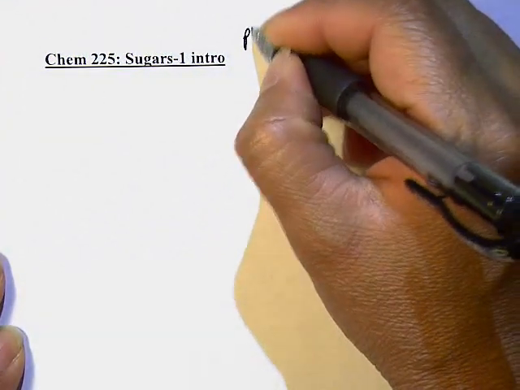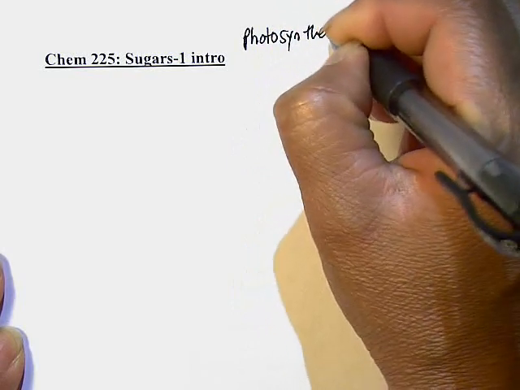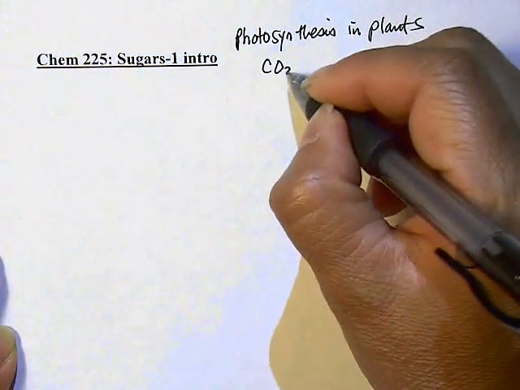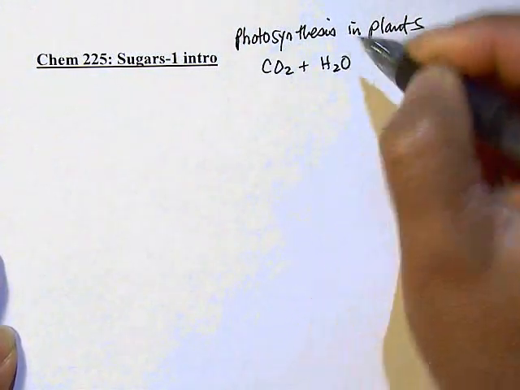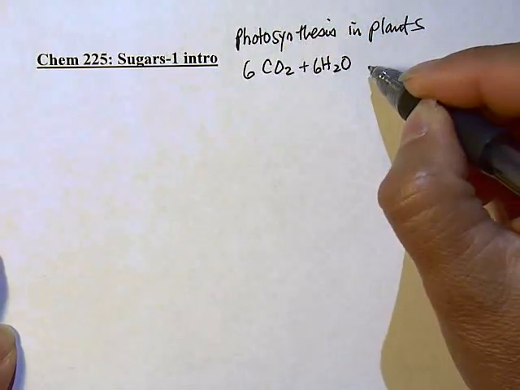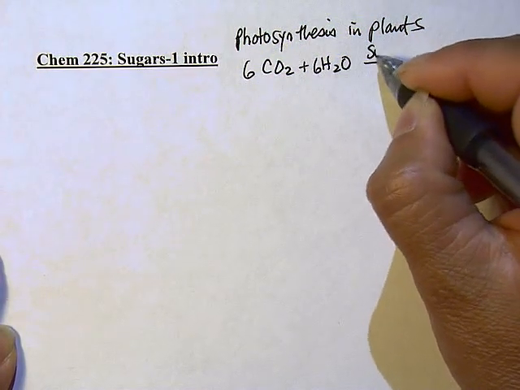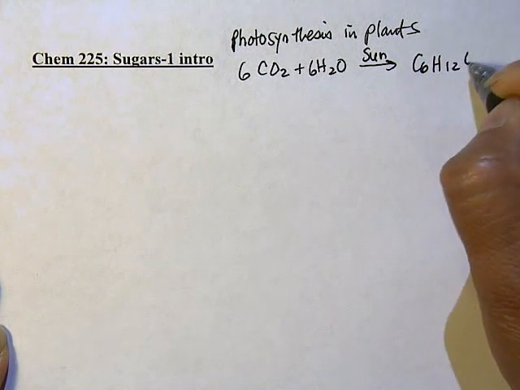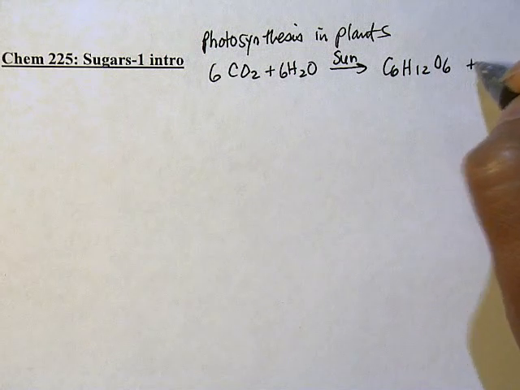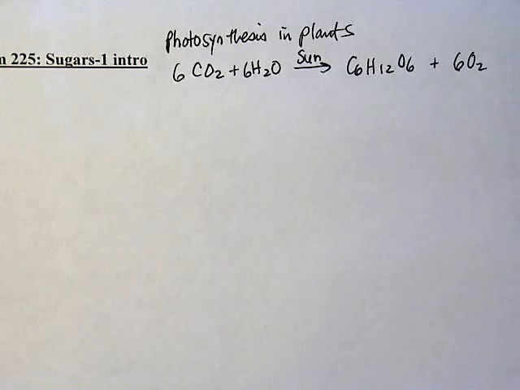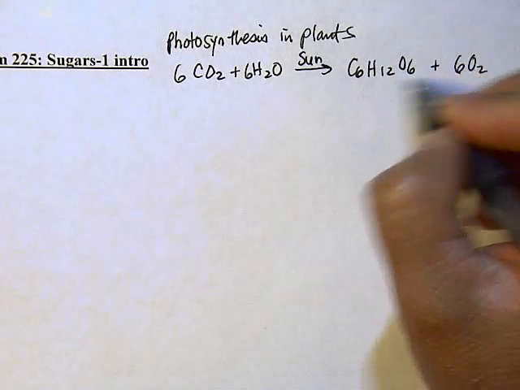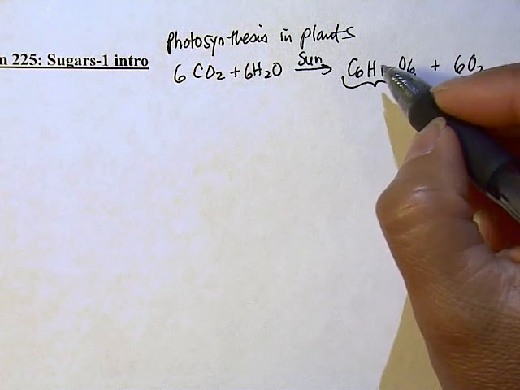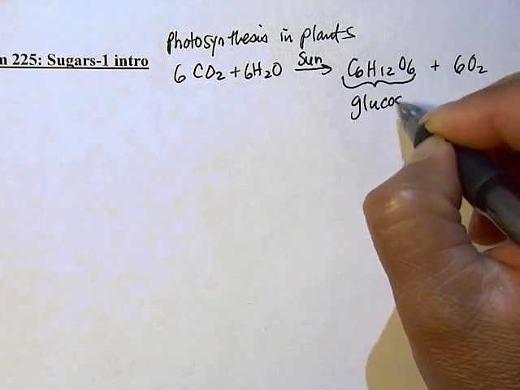So in photosynthesis in plants, they take carbon dioxide and water, and if we want to balance the equation, it takes 6 moles of each, and with the aid of sunlight, it makes C6H12O6, and then produces oxygen as the byproduct. All right. Now this C6H12O6 is the molecular formula for glucose.